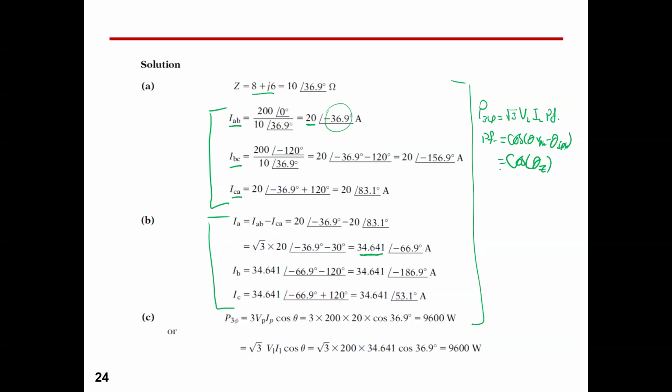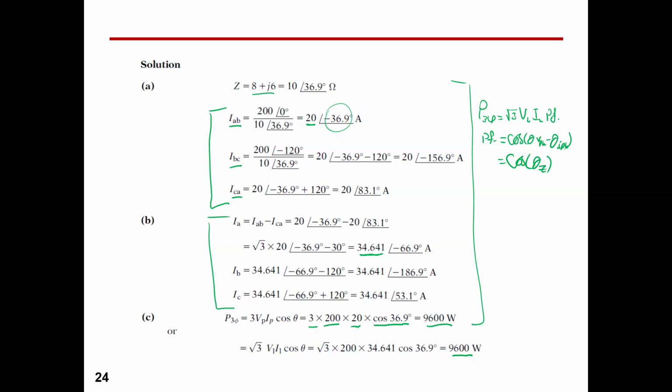Okay. So we can say here 3 V phase I phase cosine theta of our impedance. So this is the power, guys, here. Or root 3 V line I line cosine theta. So by the same way, it would give you the same amount. So still here, this is just a circuit problem. You already learned that in electrical circuit.